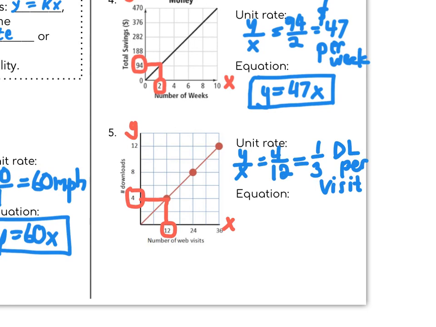So now my equation is going to be y equals 1/3 x. Okay, and let's go ahead and box our equation.